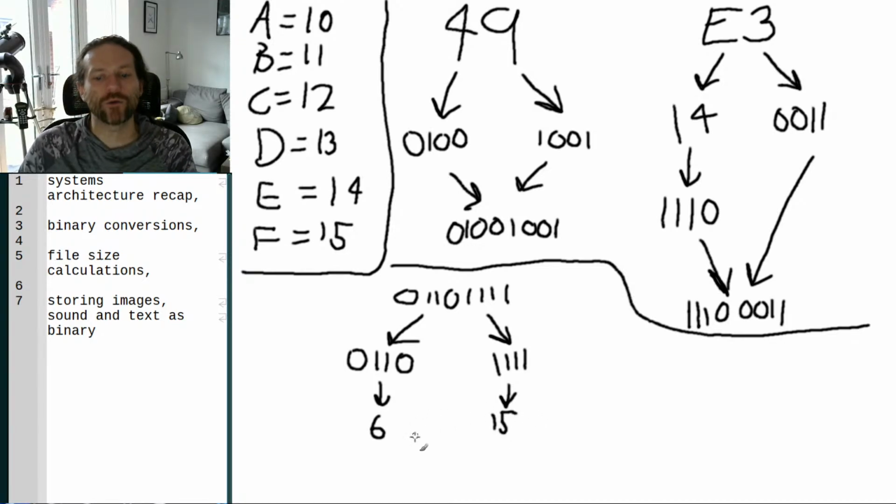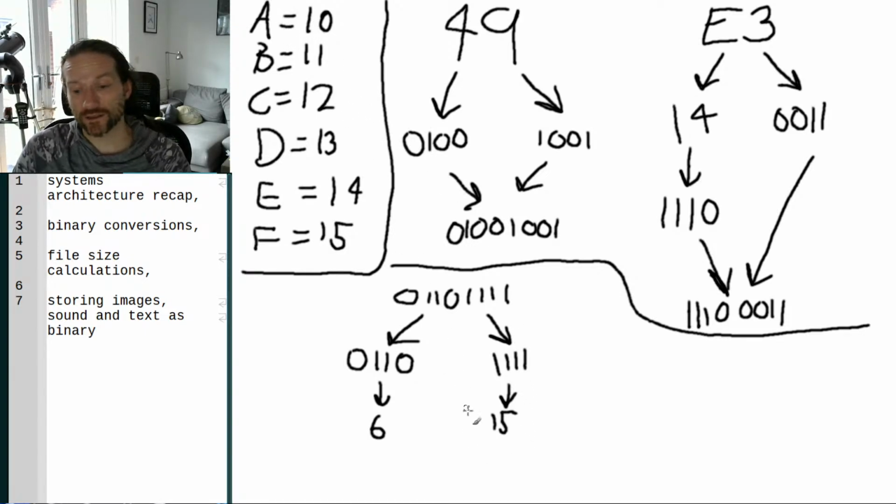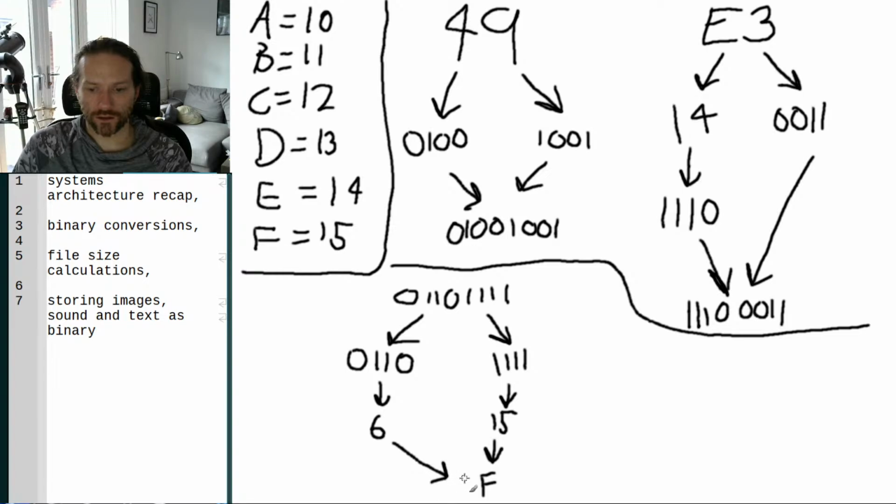But the problem now is that we need 2 digits, not 3. So all we need to do is, if the number is greater than 9, you just convert that to the equivalent letter. So 15, we look it up in our little table that we conveniently wrote down. 15 is equivalent to F. Therefore, the number 0110 1111, when converted to hexadecimal, is 6F.